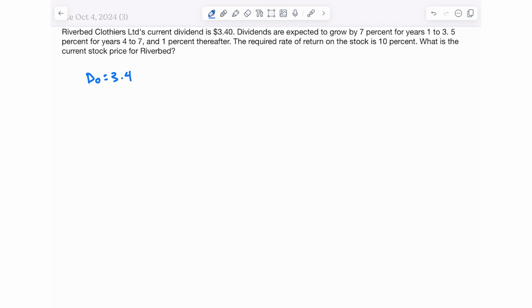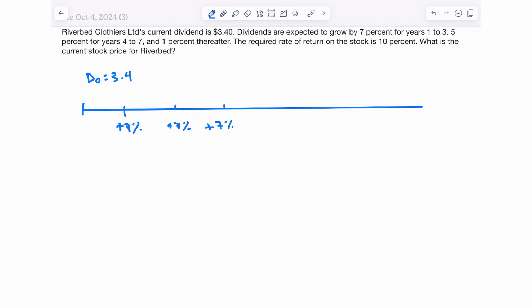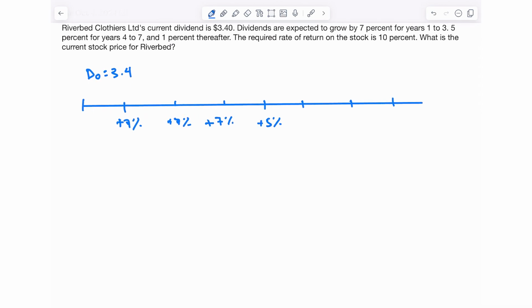Dividends are going to grow by 7% for years 1 to 3. Okay, let's draw our timeline. They're going to grow by 7% for years 1, 2, 3. Okay, 5% for years 4 through 7, so 4, 5, 6, 7, the growth rate will be 5%, and then 1% thereafter. So after this point, 1%. The required rate of return is 10%. So what is the current stock price?